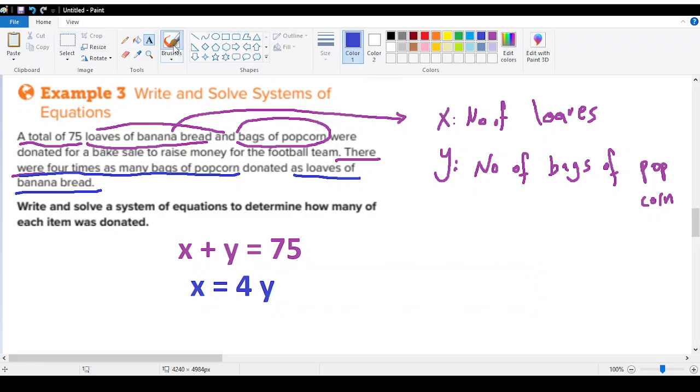Because "as" means what? Equals. That's correct, it makes sense. Understood? "As" means equals, so y is equal. Why didn't we put popcorn first, since he said bags of popcorn equals loaves of banana bread?